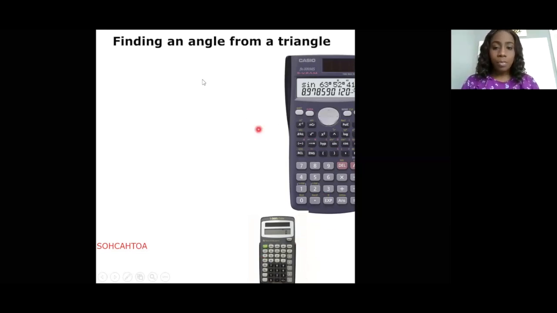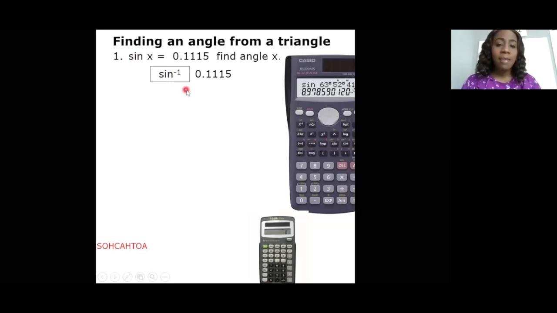Now, if I need to find angle X, I'm solving. Remember I said to you, when you're solving, you're performing the opposite operation on the opposite side. In order for me to get rid of the sine, I have to do the inverse on the opposite side. So sine's opposite would be sine inverse. So that's what that means. Sine inverse of 0.1115. I want you to put that in your calculator. What do you do?